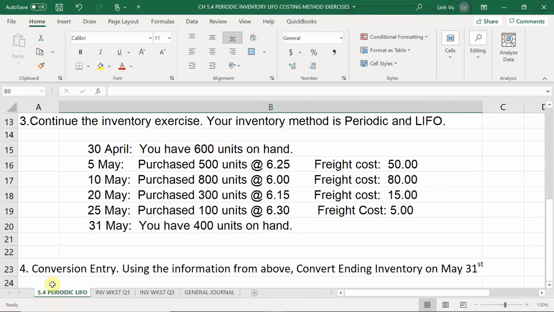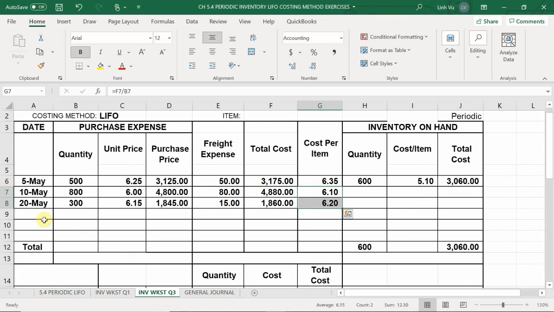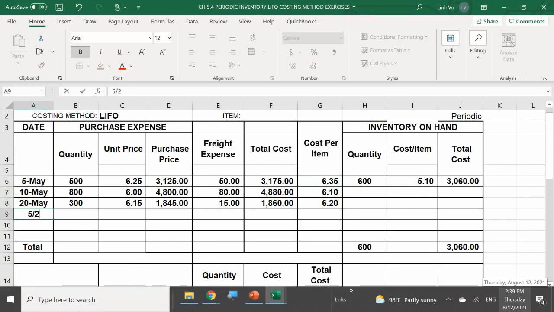So the last purchase is going to be on May 25th, where we purchase an additional 100 units at $6.30 with the freight costing $5. Again, on May 31st, you have a total of 400 units on hand. So let's plug in that last purchase of inventory on May 25th for 100 units at $6.30 with the freight costing you $5.